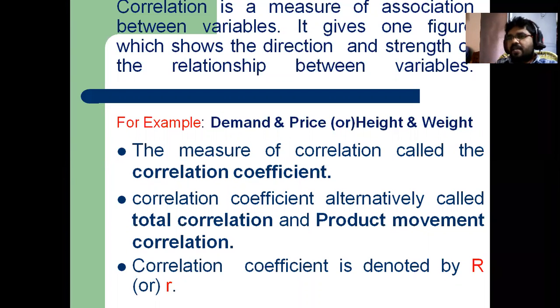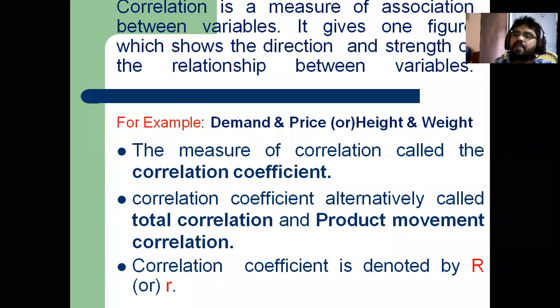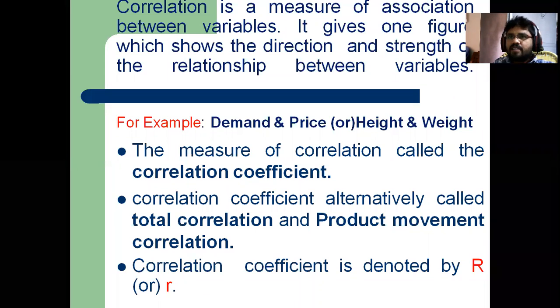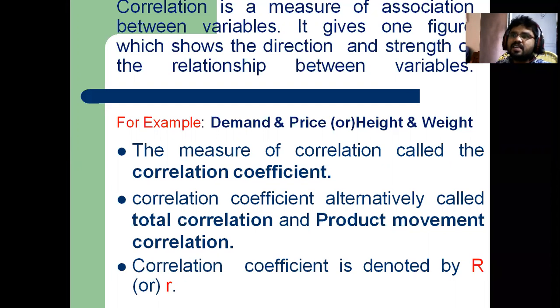For example, take demand and price in economics. When you take the data of demand and price, generally we get a negative relation: as price increases, the demand falls, and as the price decreases, demand increases. There is a negative direction between the two variables, demand and price.